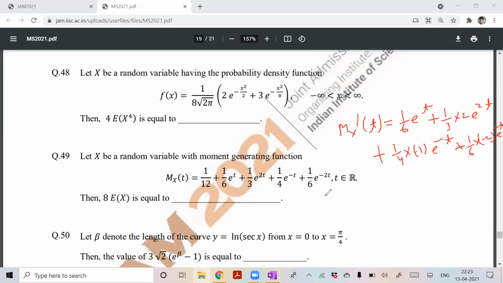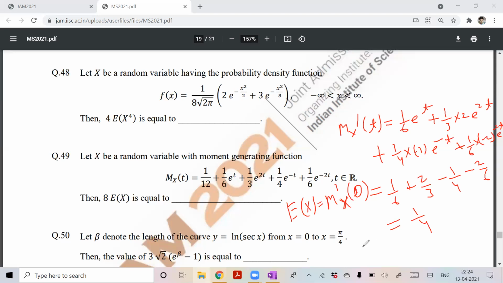Now you put t is equal to 0. So M dash is equal to, so this is an identity. So the first derivative of MGF at t is equal to 0 is EX, the first moment. So differentiate with respect to t, put t is equal to 0. So it will come 1 by 6 plus 2 by 3 minus 1 by 4 minus 2 by 6. So you will get the same answer. It will come like 1 by 4 only. Then EX is 1 by 4. So 8 EX is 2.